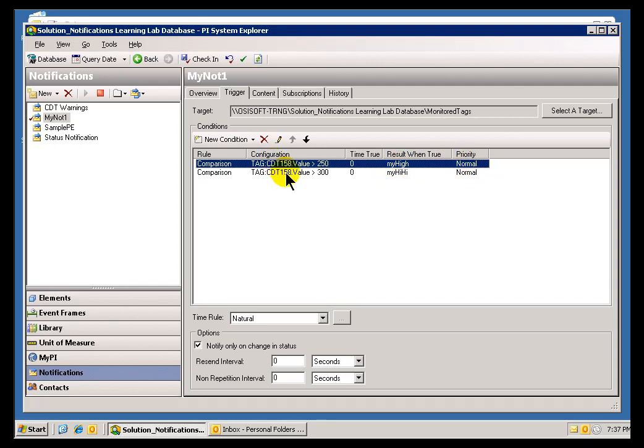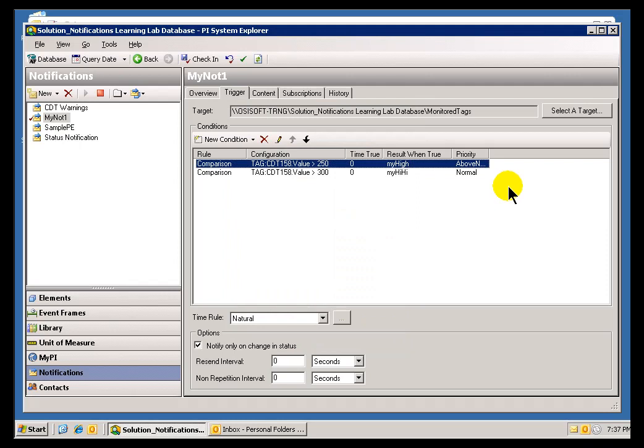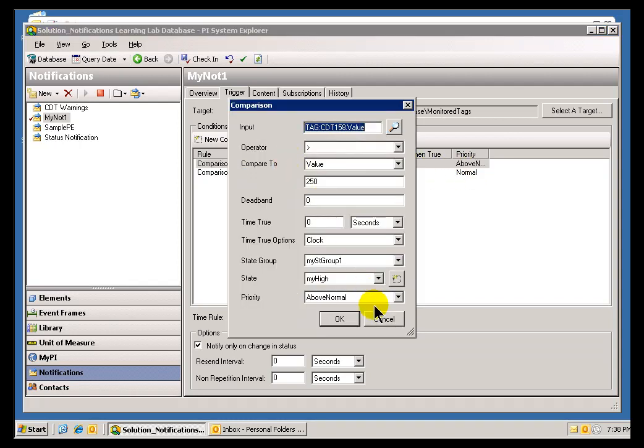Let's say I just switch this around. I set this to a priority of high. And you'll notice there are 5 settings. We are limited to 5. If you set that to above normal, and this goes from 100 to 350, well, guess which one gets sent? It's this one because it's got the higher priority. We don't send both.